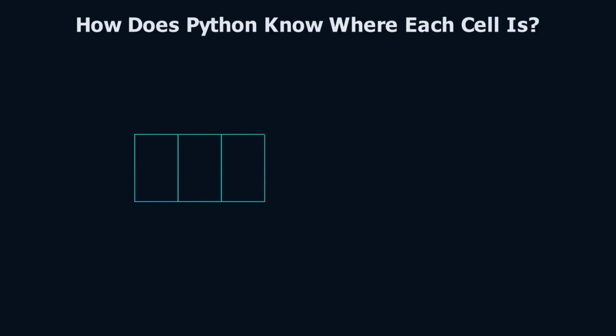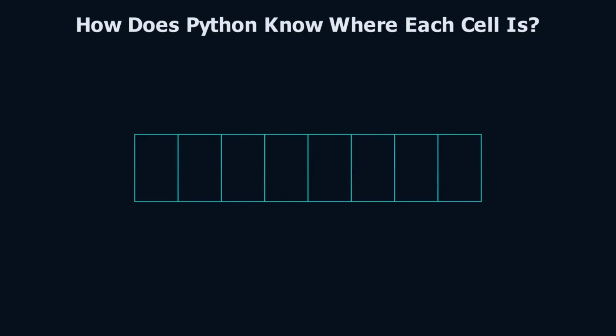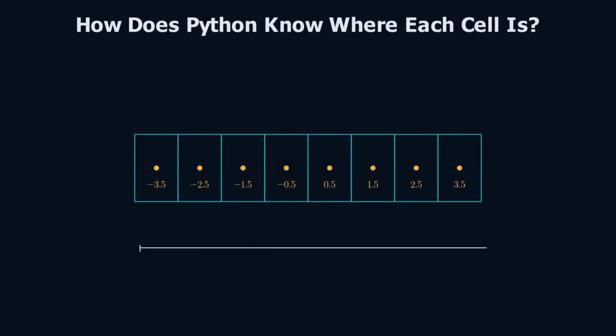Our computational grid is now complete. But the computer still has one important question. How does it know where every cell is located? The answer is simple. Every cell center is assigned a coordinate. Together, these coordinates define the computational grid.